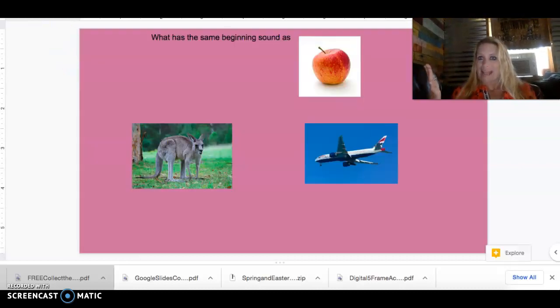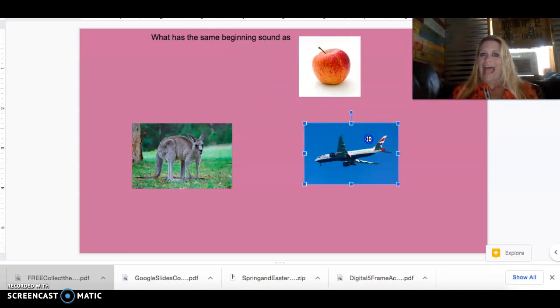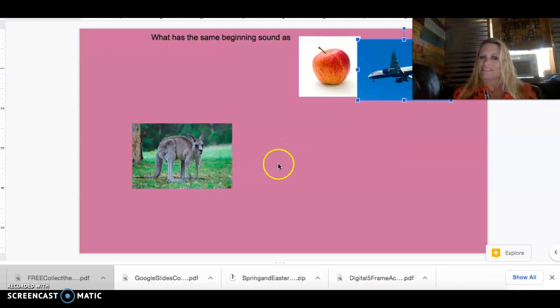Let's talk about the same beginning sound. What has the same beginning sound as apple, kangaroo, or airplane? Apple, kangaroo, airplane. Apple and airplane have the same beginning sound. They both begin with a ah.